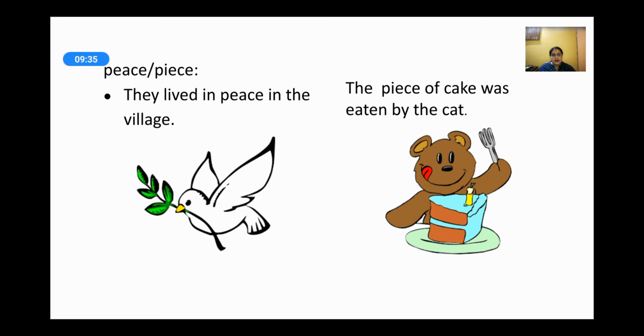In the second instance, PIECE refers to a part of something. The piece of cake was eaten by the cat. A big cake and a part of it was eaten. So there PIECE refers to piece. Or you can also say the piece of paper. That is a part of the paper. The piece of paper was found there.